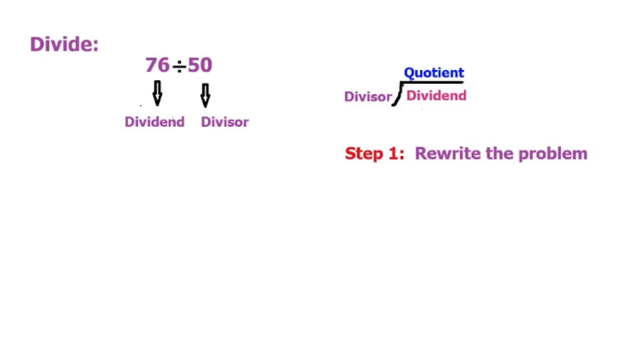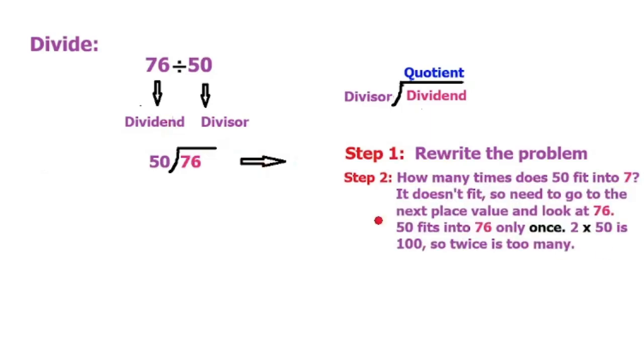Okay, so now let's rewrite the problem. So here we are. Here's 50, which is the divisor. Here's 76, which is the dividend. Okay, so we rewrote the problem. Now, we look at 50. How many times does 50 fit into 7? Well, it doesn't fit. So we need to go to the next place value and look at 76 in its entirety. Okay, so 50 fits into 76 once.